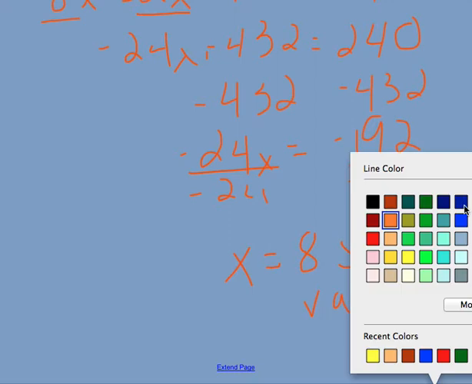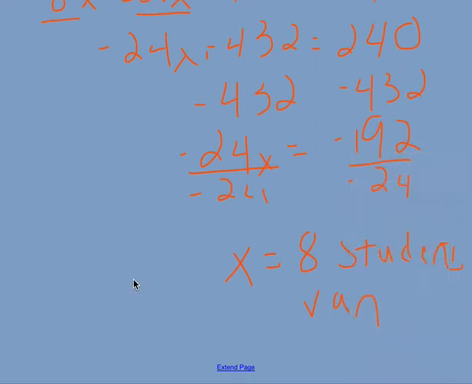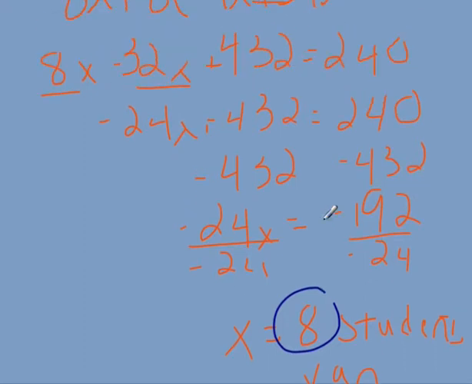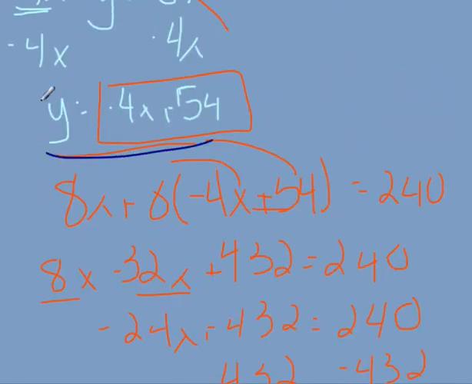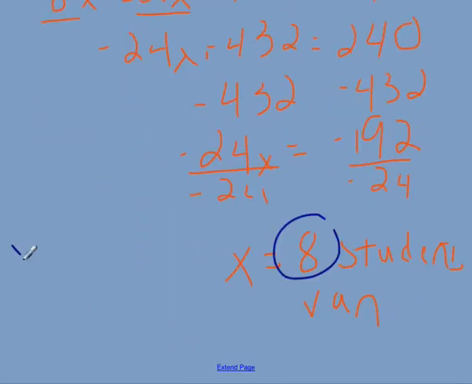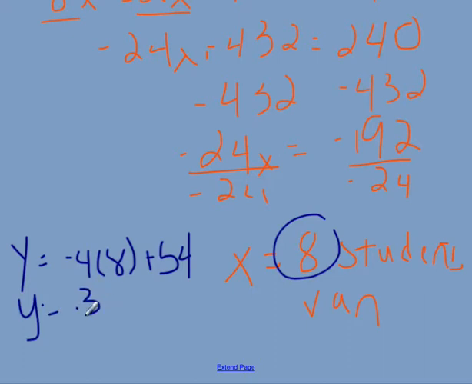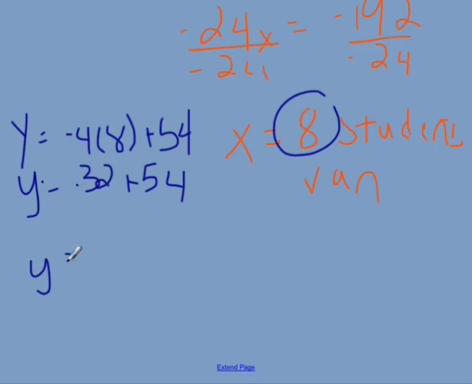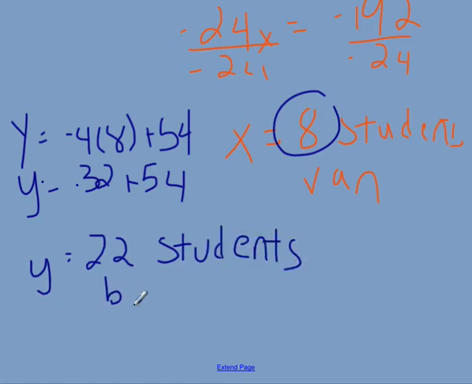So now I want to substitute in x, that 8, for x in that equation that I solved for. Remember I solved for y here. So I'm going to plug in x right there. Then that gives me that y is equal to a negative 4 times 8 plus 54. So y is equal to a negative 32 plus 54. Add those two together, and you get that y is equal to 22. Now remember that y represents students in the bus. So we want to make sure that we label it for the bus. So there's 22 students in the bus.